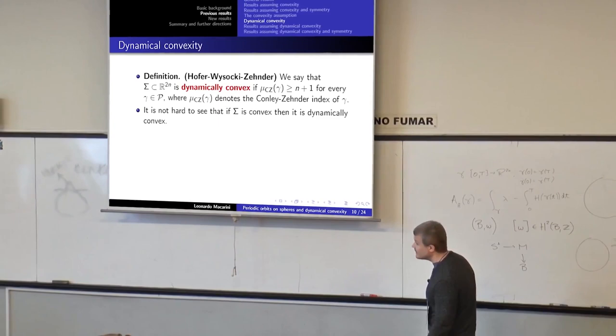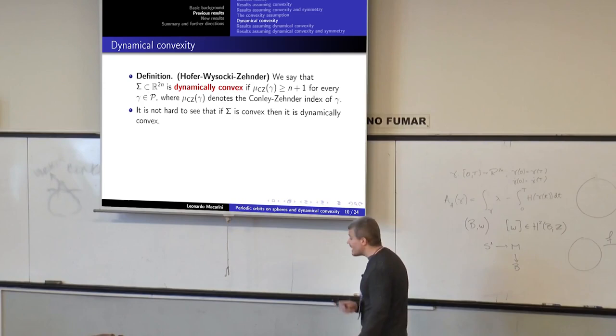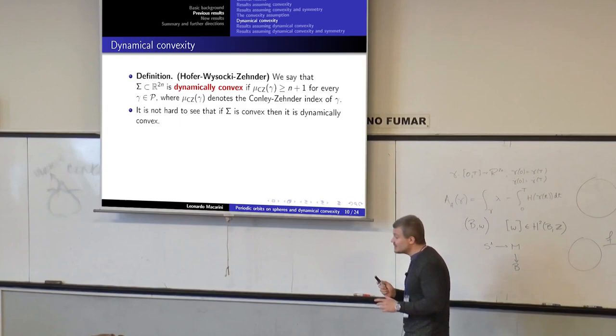Something like a picture of something that is not convex, but is dynamically convex? Actually, it's a very good question, and we'll talk about this later. It's a very important question: if there is some example of a dynamically convex sphere which is not symplectomorphic to some convex sphere. This is a very good question. We don't know.